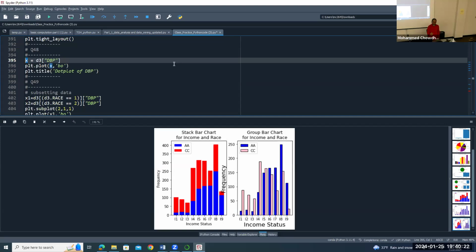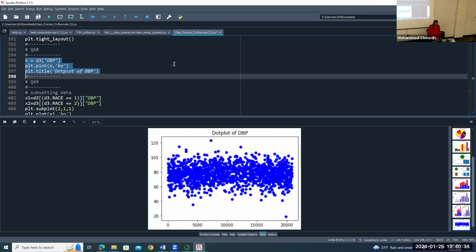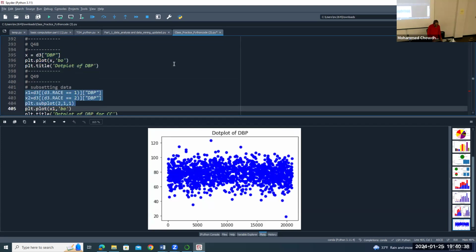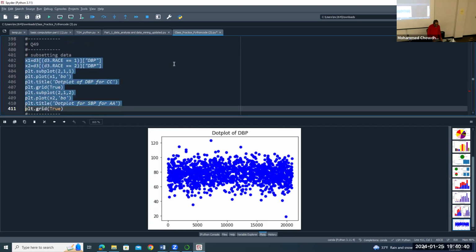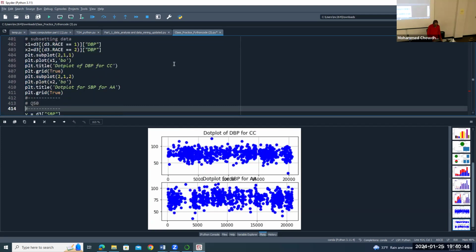Dot plot means observation number and there's value. SBP has an observation number 17. Observation number corresponding to 17, what is the value? So it will go by that. That is called the dot plot. This is called the dot plot for the whole SBP. Dot plot for the African American and Caucasian. 2 dot plot.